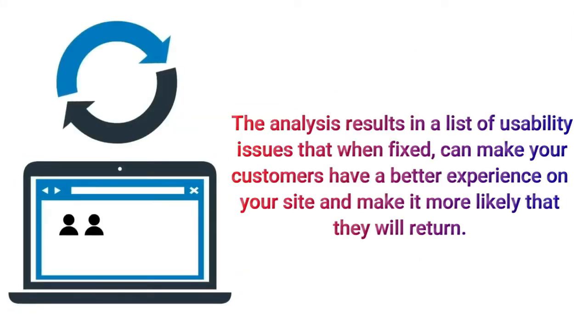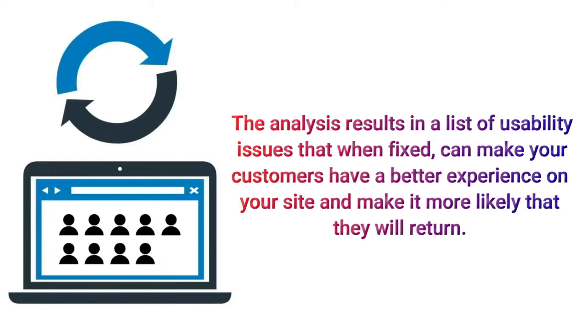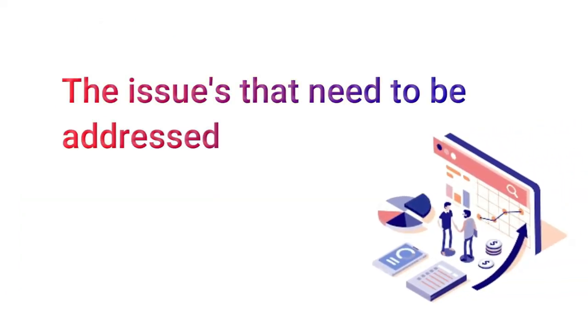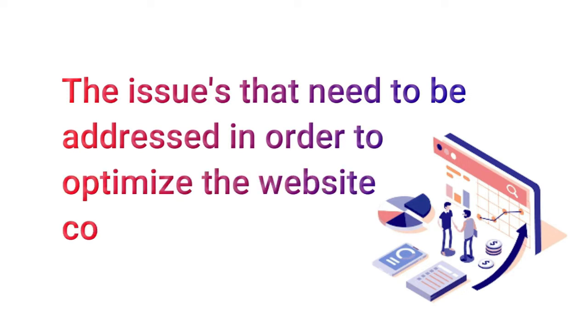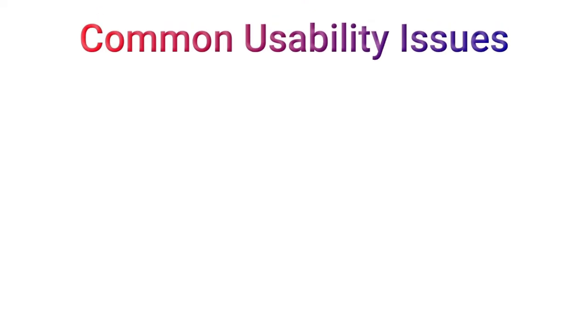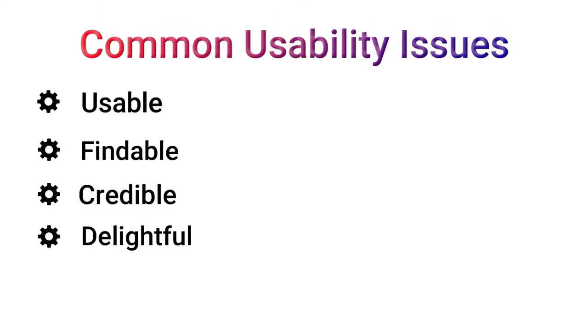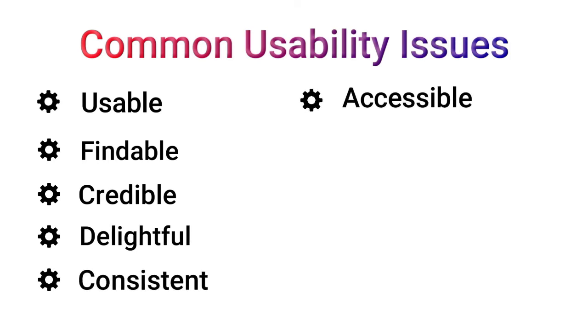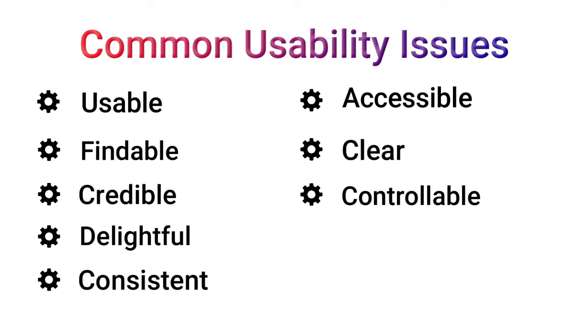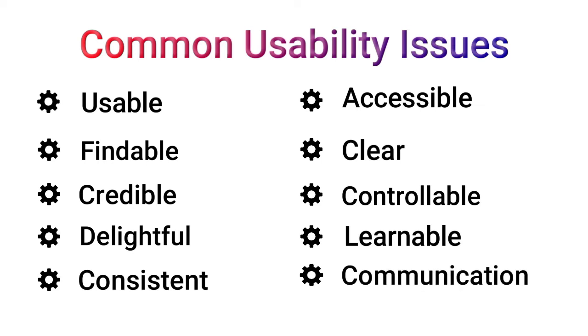The typical analysis results in a list of usability issues that, when fixed, can make your customers have a better experience on your site and make it more likely that they will come back. The issues that are needed to be addressed in order to optimize the website conversion rate are common usability issues: usable, findable, credible, delightful, consistent, accessible, clear, controllable, learnable, communication.